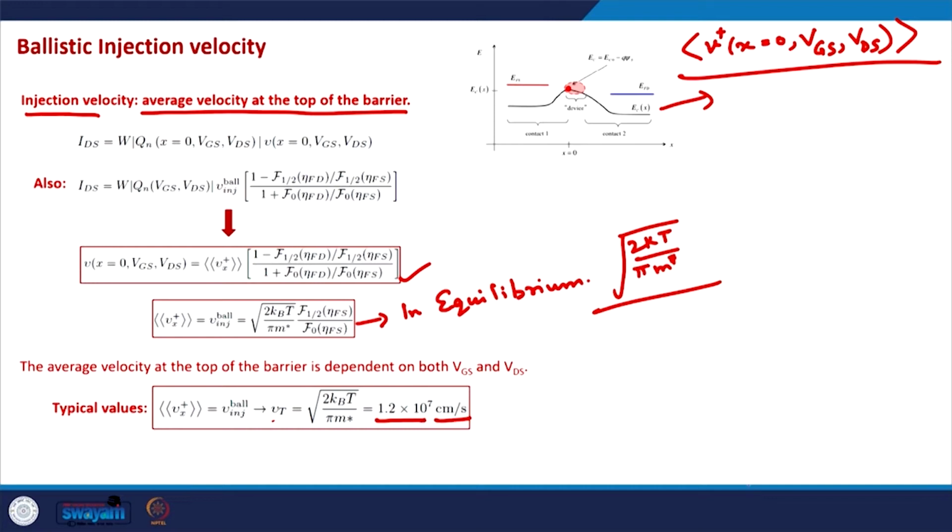This is quite a high velocity, and generally the velocity saturates in MOSFETs, and one of the reasons for velocity saturation is scattering in the MOSFET. Typically, in long channel MOSFETs, the velocity depends on the electric field in a linear way. As the electric field increases, the velocity increases, but after a certain electric field, because of the increased collisions as well, the velocity saturates. But the velocity also saturates in this case as well.